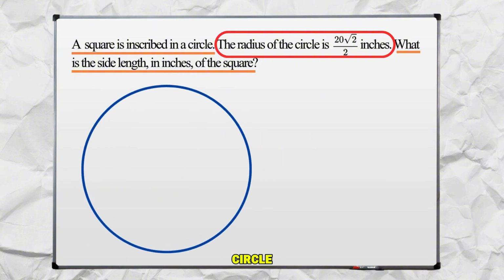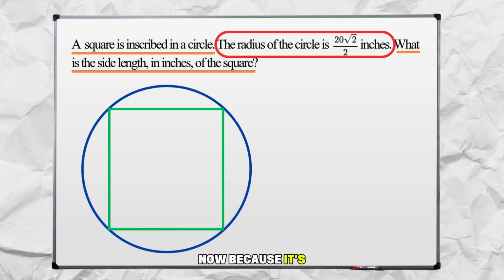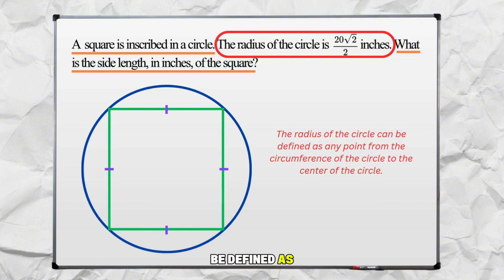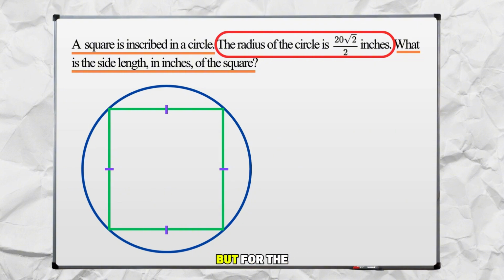So let's draw the circle, since that is a shape that encases the square. Now, because it's a square, let's label that all these sides are the same length. The radius of the circle can be defined as any line from the circumference of the circle to the center of the circle. But for the purpose of this problem, we're going to label the radius as going from where the vertex of the square touches the circumference of the circle to the center. This will be useful later on. Let's label this as 20 times the square root of 2 over 2.